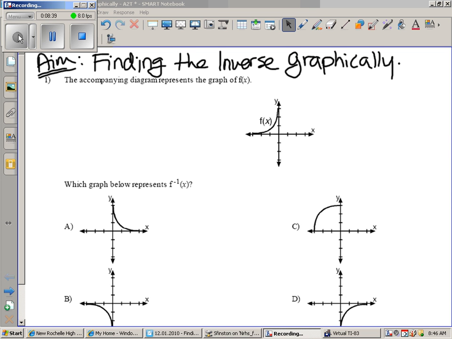You could find the domain and range. What's a really important idea? If I gave you a bunch of coordinates, how would you find the inverse? Exactly. If you were given a bunch of coordinates and you were asked to find the inverse, all you'd have to do is switch them.